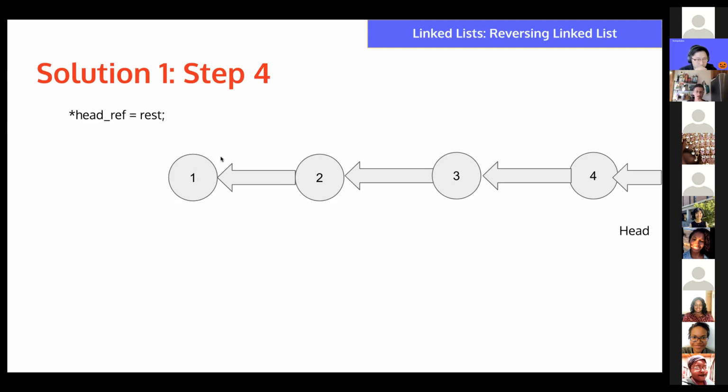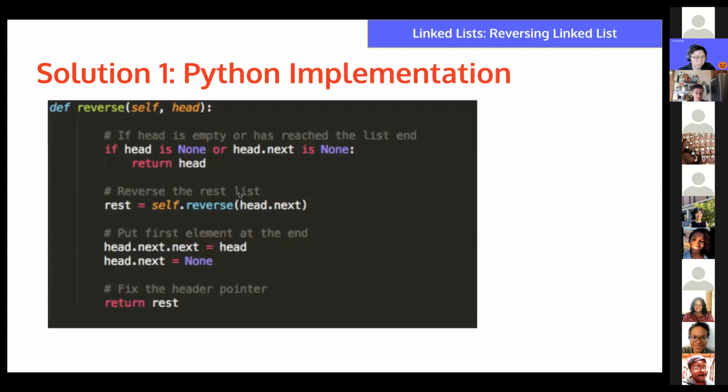And lastly, we're just going to say that the new head of this entire linked list is going to be rest, because rest is what we got back from reversing the rest. All of that is pretty hypothetical until we look into the code. So let's give it a shot looking at the code.